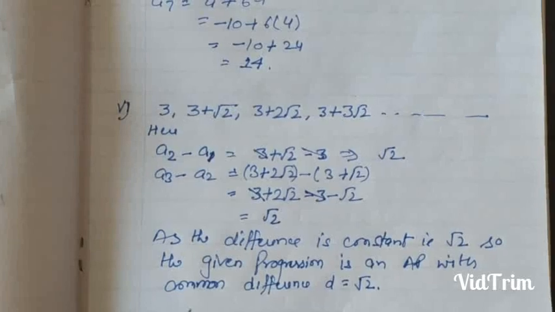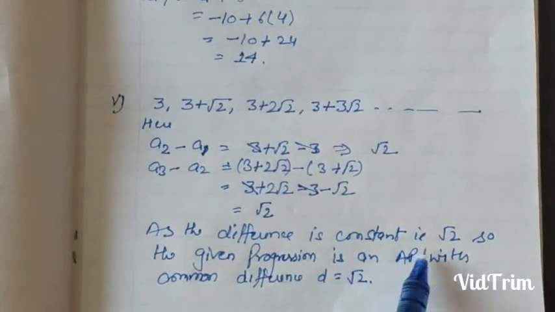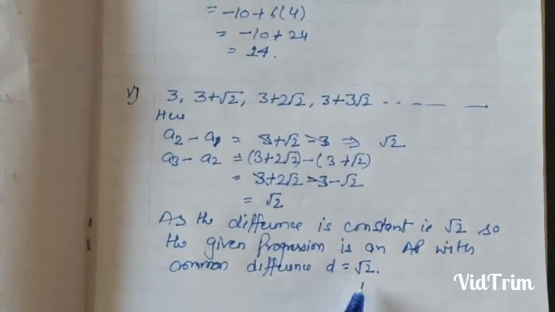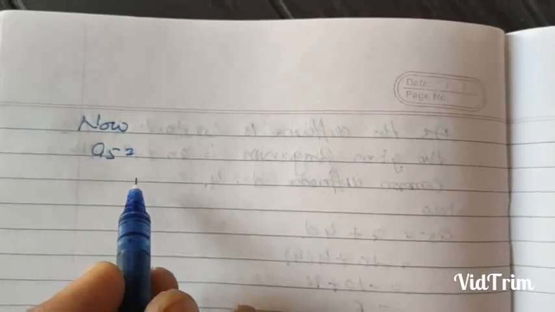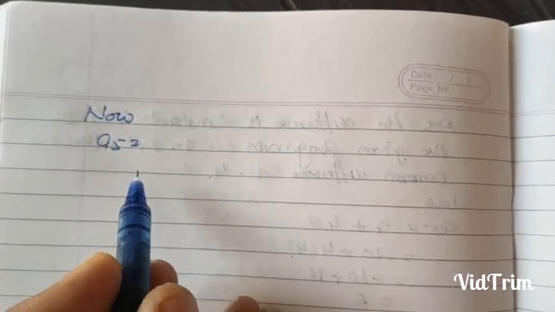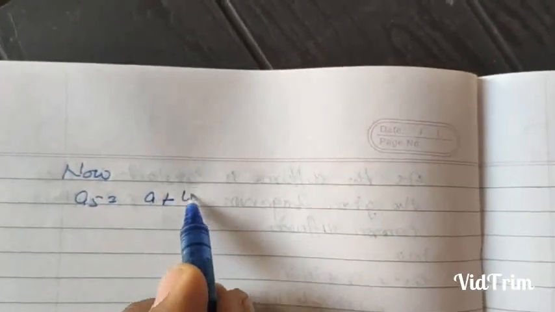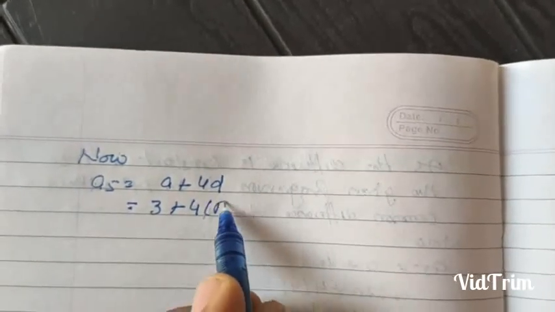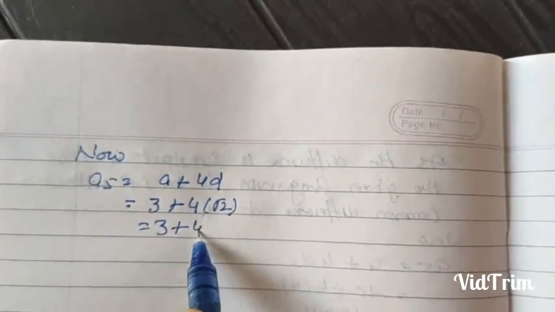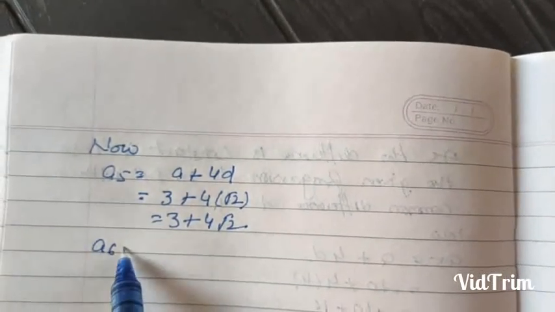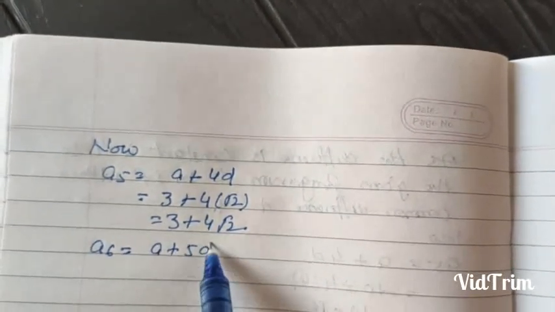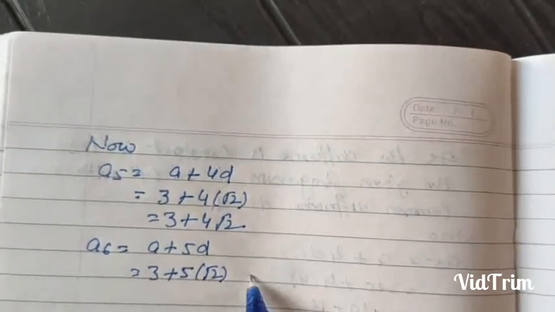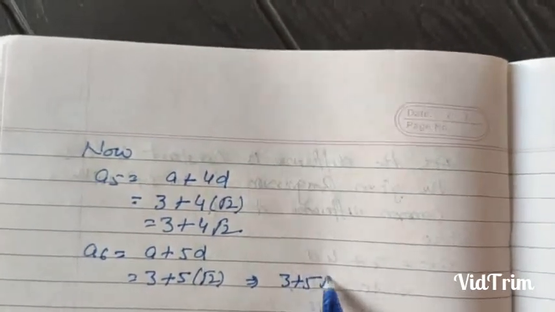I am repeating, as the difference is constant, that is root 2, so the given progression is an AP with the common difference d equals root 2. Now we have to find the next three terms, that is fifth term, sixth term, and seventh term. Fifth term would be a plus 4d, and here a is 3 plus 4 into d, which is root 2. So it becomes 3 plus 4 root 2. And the sixth term is a plus 5d, that is 3 plus 5 root 2.